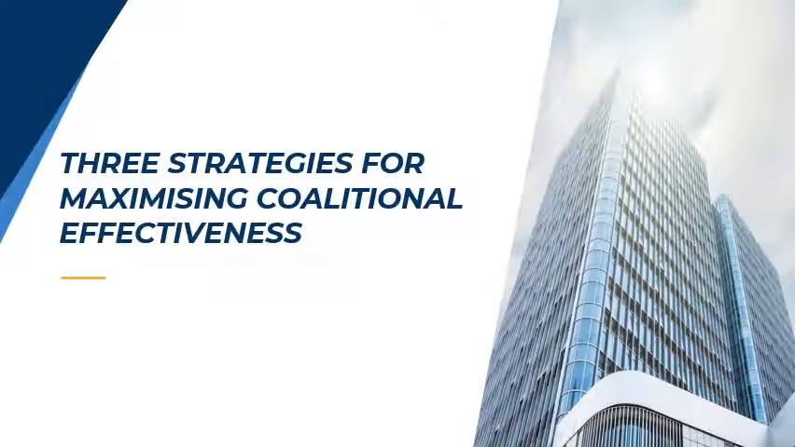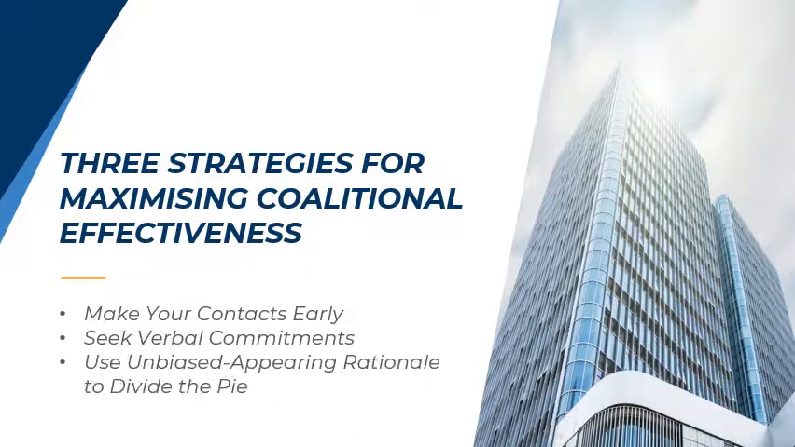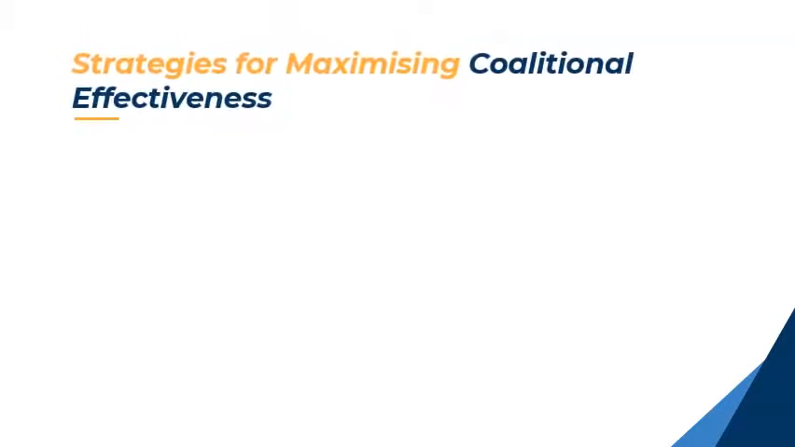Next, we move on to the strategies for maximizing coalitional effectiveness. There are three strategies for maximizing coalitional effectiveness, which are make your contacts early, seek verbal commitments, and use unbiased appearing rationale to divide the pie. These are the strategies for maximizing coalitional effectiveness. The first one is make your contacts early.